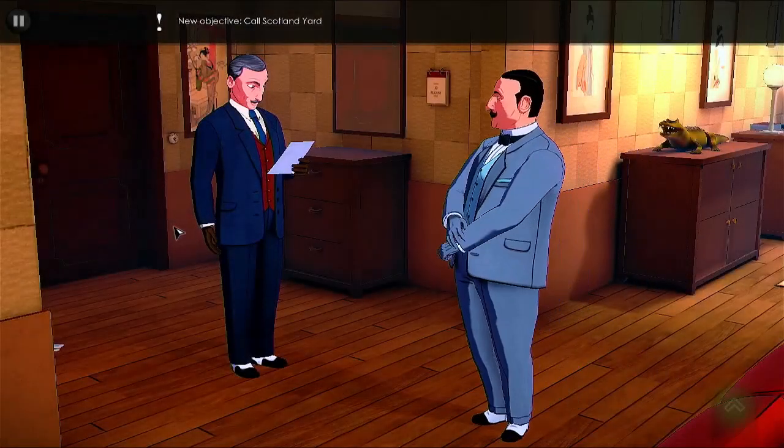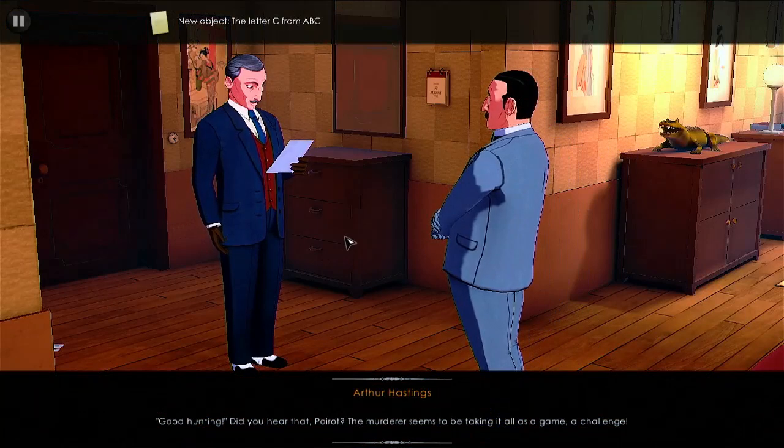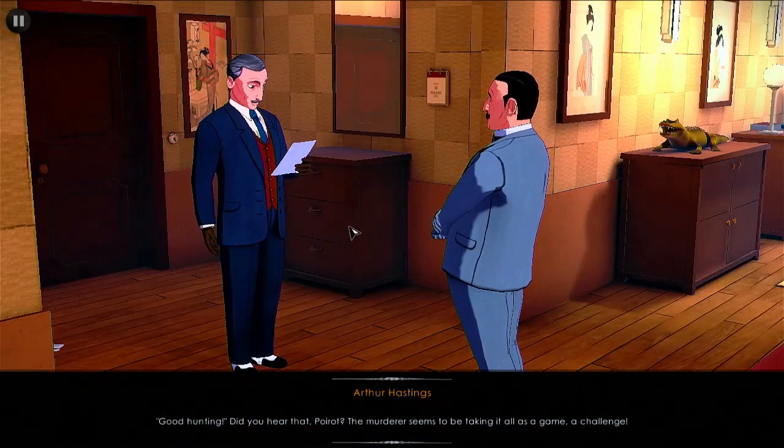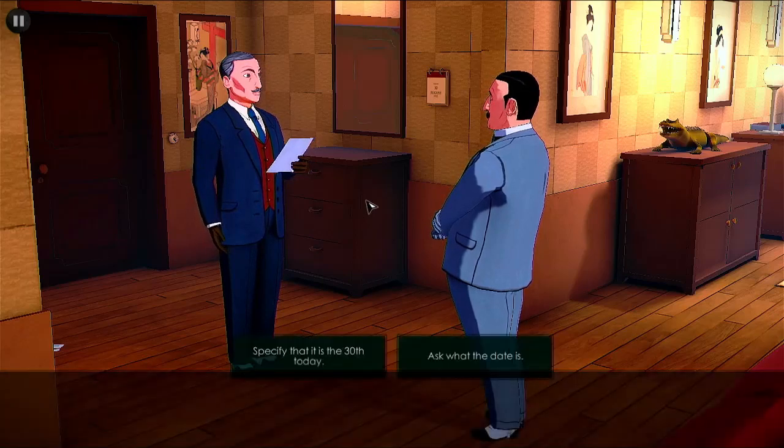Does he kill them on that day or like before that day? Good hunting. Did you hear that, Poirot? The murderer seems to be taking it all as a game, a challenge. He will strike on the 30th in Churston. Because he thinks he's the smartest.